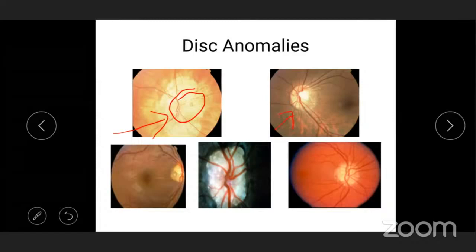The rim was the thickest inferior and superior. In fact, we said that the temporal rim is not much affected, or it may be affected only in advanced glaucoma. In this, which appears to be an optic pit, you can see the thinning is only in the temporal part, next to the macula.